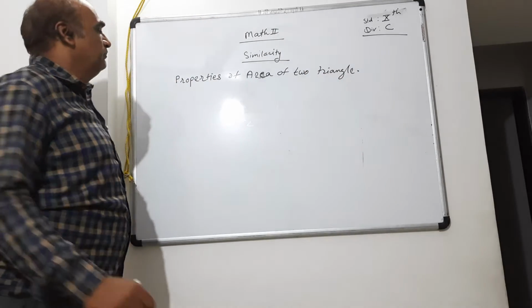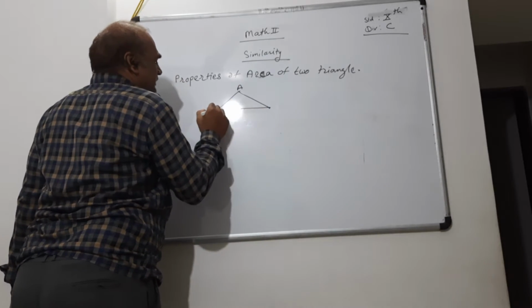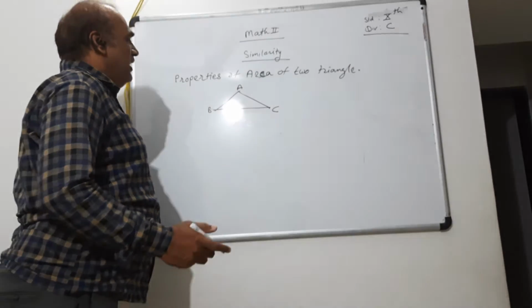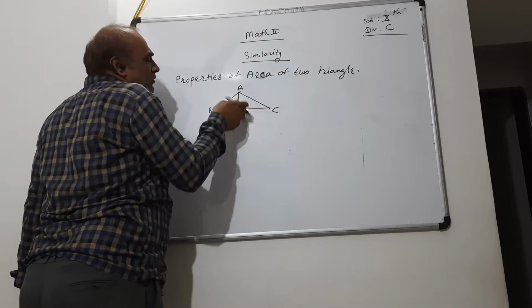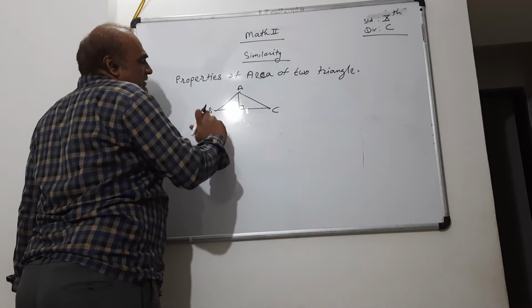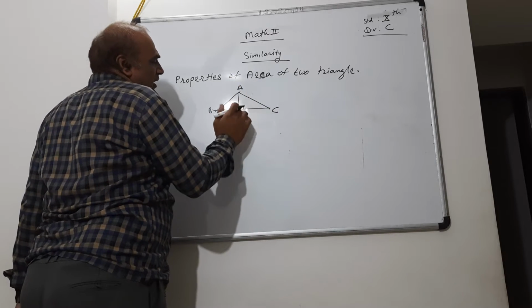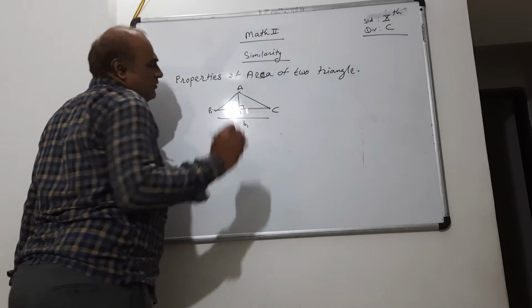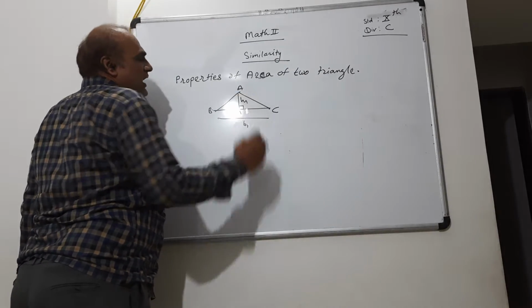Now suppose this one is triangle ABC. Suppose base is BC, then what is the height? We know that height is the perpendicular drawn from the vertex to the opposite side, the base. We can draw three heights, from vertex A, from vertex B, from vertex C. Now, AM is the height, BC is the base. Suppose the dimension of base BC is B1 and height is H1.